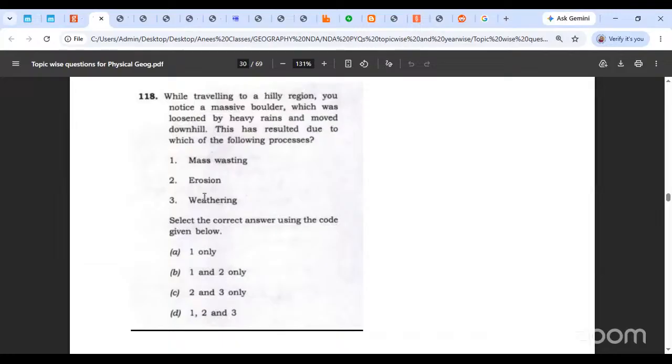While traveling to a hilly region, you notice a massive boulder which was loosened by heavy rains and moved downhill. Now this has resulted due to which of the following processes? Mass wasting, erosion, weathering. कौन से process की वजह से एक बड़ा सा massive boulder loosened हुआ और downhill आ गया? Yes, mass wasting will contribute to it. Weathering and erosion play no part.